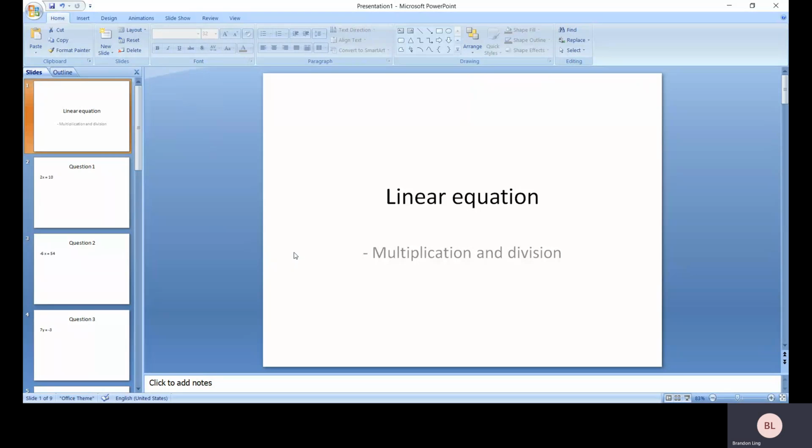Hello, I hope you have watched the linear equation part 1 with the addition and subtraction of linear equations. So now we'll move on to the part on multiplication and division.